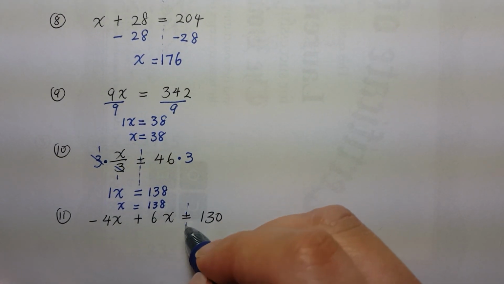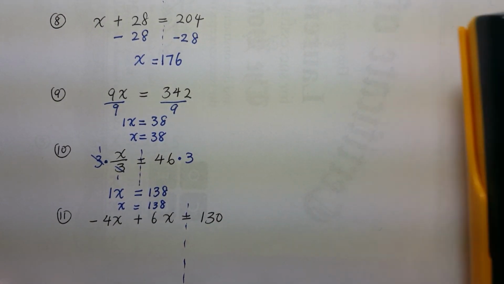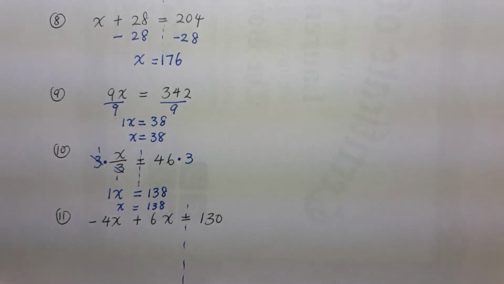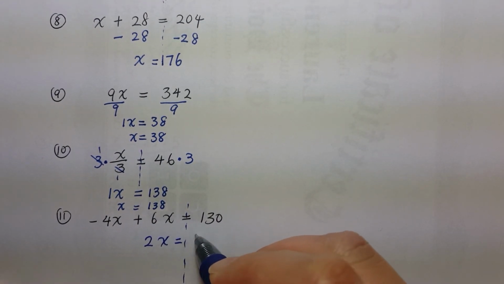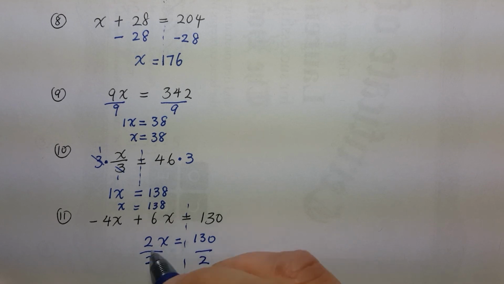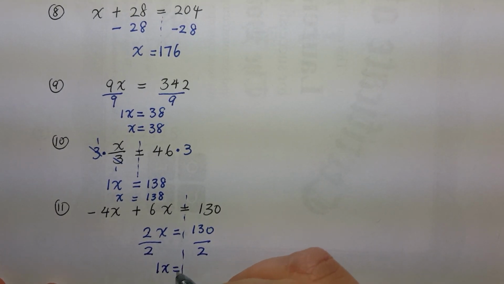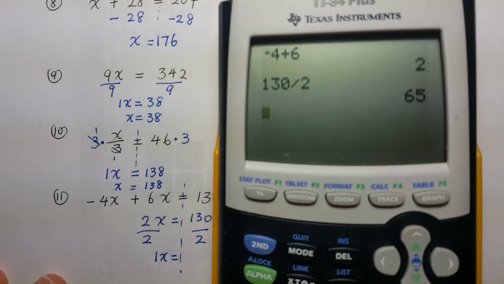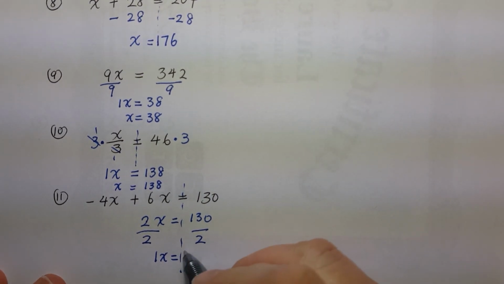Number 11, like terms on the left, so we're going to combine like terms. Negative 4 plus 6, 2. So 2x equal 130. 2x. Multiplication, so we have to divide by 2. 2x divided by 2. Divide by 2. 2 divided by 2 is 1, so we get 1x equal 130 divided by 2 is 65. So 1x equal 65. So x equal 65. So we finished question number 11.